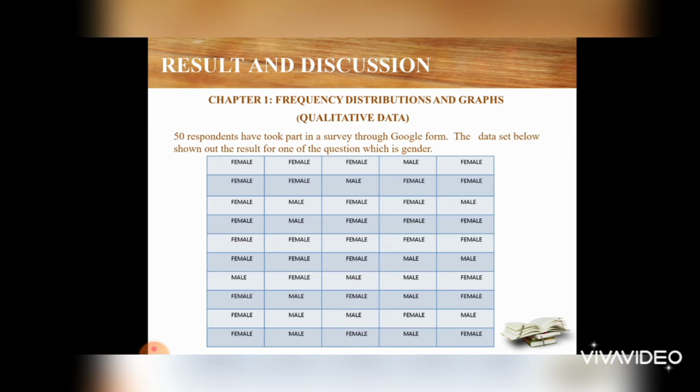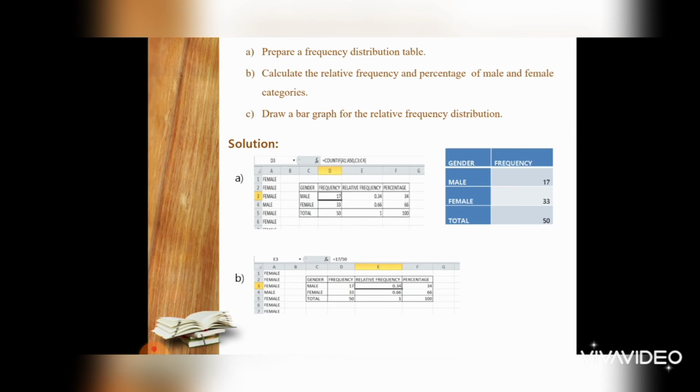Fifty respondents have taken part in a survey through Google Form. The data set below shows the result for one of the questions, which is gender, female and male. For this question, we will use Excel software. A. Prepare a frequency distribution table.